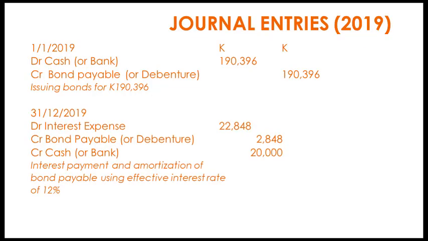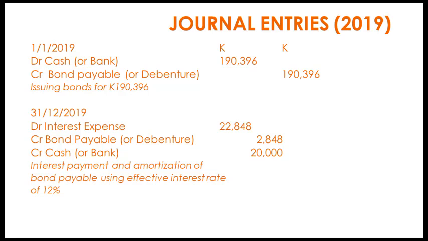Now, let us look into the solution, the journal entry for 2019. So, 1st January 2019, you receive payments from the bondholder. So, debit cash and then credit bond payable at fair value, which is the present value of the bond or the debenture, 190,396 kina. So this is for the initial recognition.